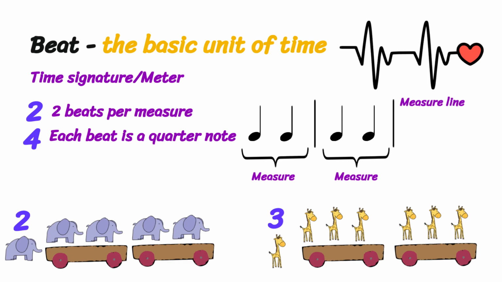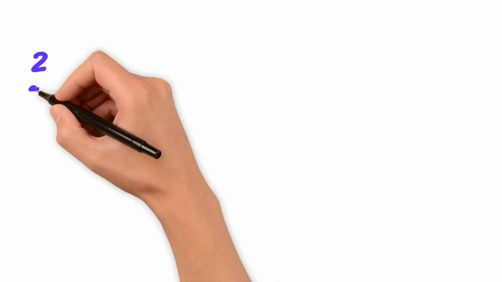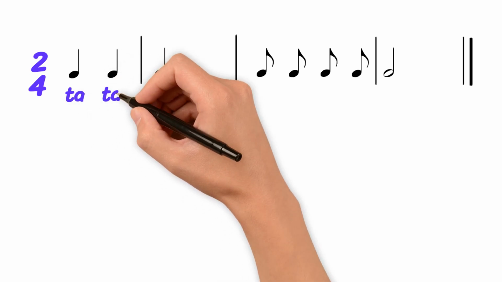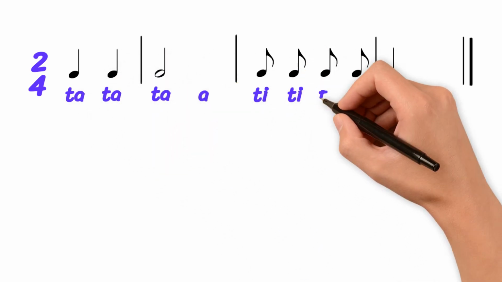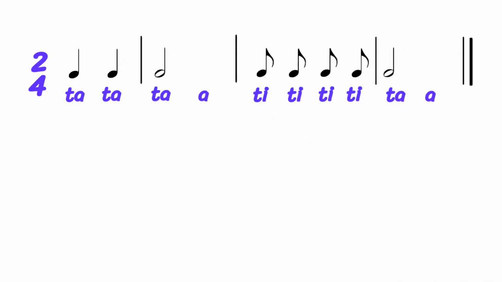If the bottom number of a meter is 4, it means a quarter note is the basic beat, and each measure must contain a combination of notes that adds up to 2 quarter note values. Here is an example. I will count each quarter note as ta, half note as ta-a, and eighth note as ti. This is what it sounds like. 1, 2, ta, ta, ta, a, ti, ti, ti, ti, ta, a.